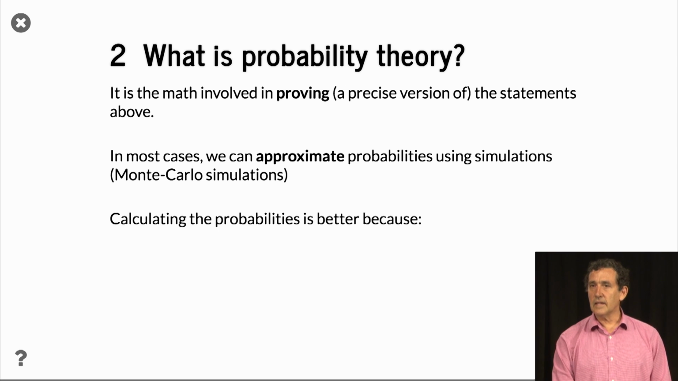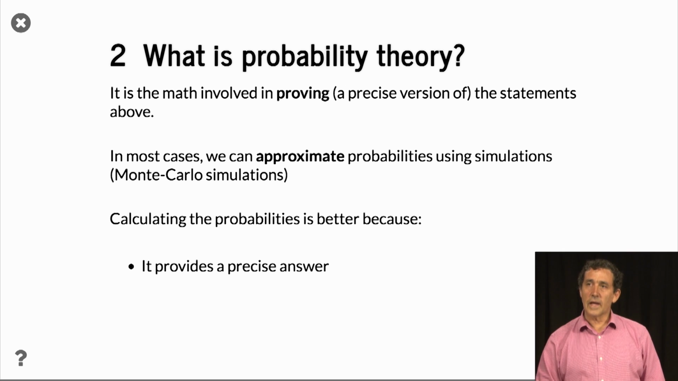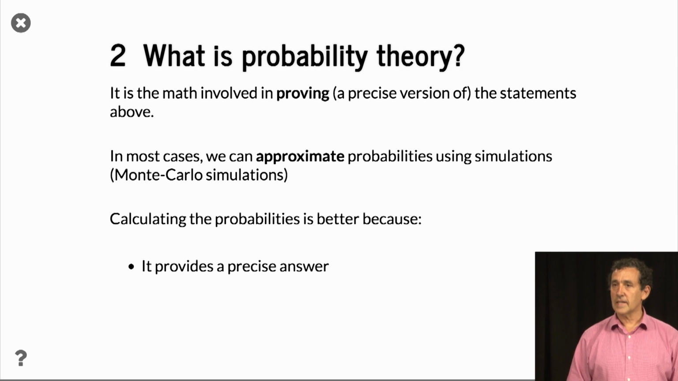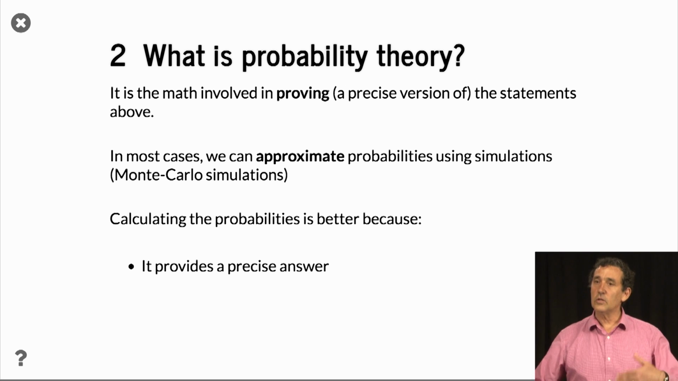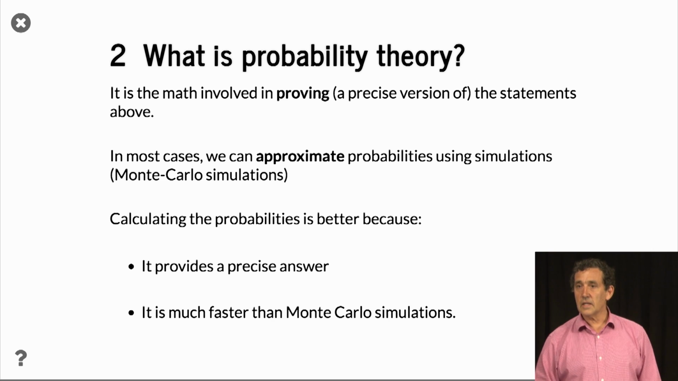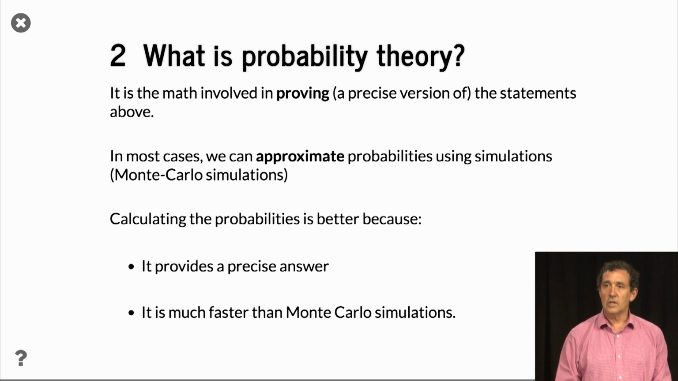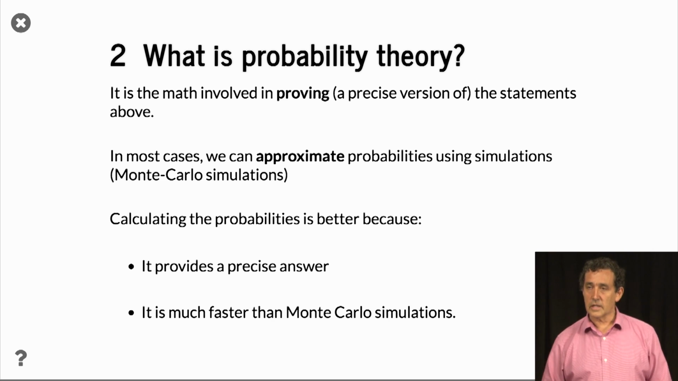So why isn't that enough? Because, first of all, calculating the probability gives you a precise answer. And doing Monte Carlo simulation just gives you an approximation, and you need to run the experiment longer and longer to get more and more accurate answers. And the second is that it is much faster than Monte Carlo simulations, essentially for the same reason.